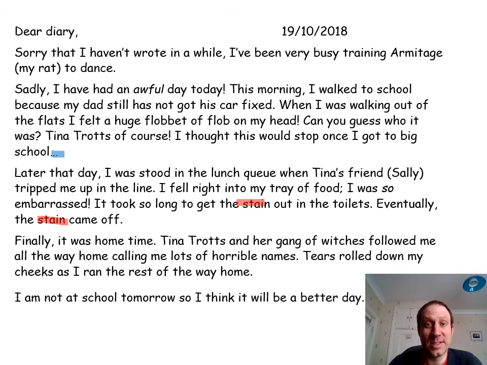I am going to read it once more for you, and I'm not going to do all my random teacher talk in the middle of it, so you just get the flow of the text, okay?